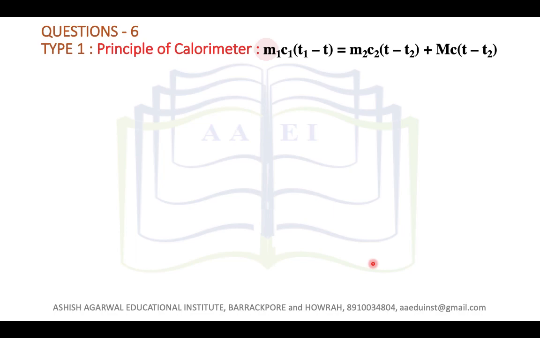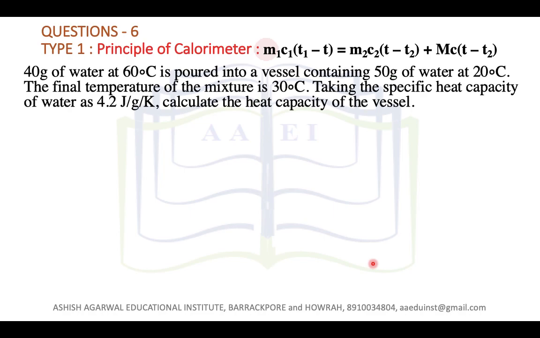For case 2, where we are considering the calorimeter, I've taken one more question. We have 40 gram of water at 60 degrees Celsius, poured into a vessel containing 50 gram of water at 20 degrees Celsius. That means hot liquid, mass and temperature, cold liquid, mass and temperature. The final temperature of the mixture is 30 degrees Celsius, so the final temperature, that is small t value, intermediate temperature, we also know.